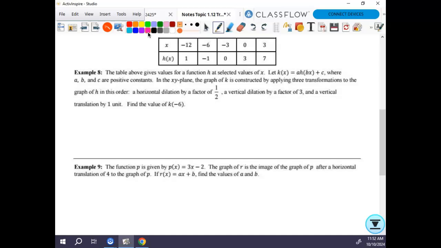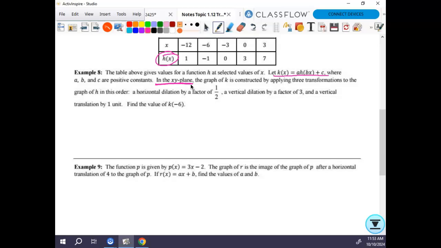All right, so the table above gives the values for function h. So this is function h. This is k that we're going to write, where a, b, and c are positive constants in the xy plane. Okay, so this statement right here, don't let that throw you off. In the xy plane, it's the x and y coordinate system you've been using forever. The Cartesian coordinate system, the coordinate plane, it's all the same thing. It's not like a new thing that we're throwing at you.